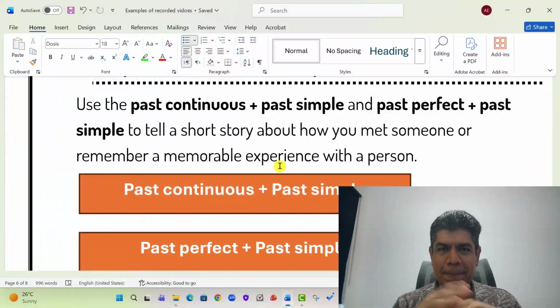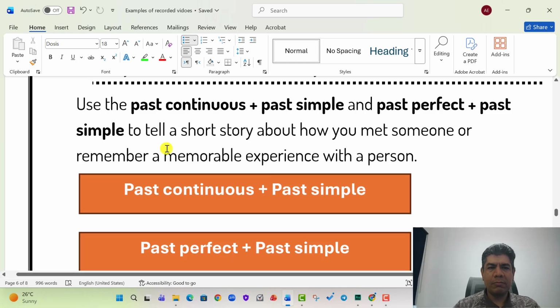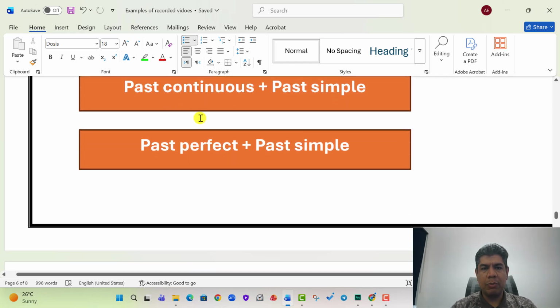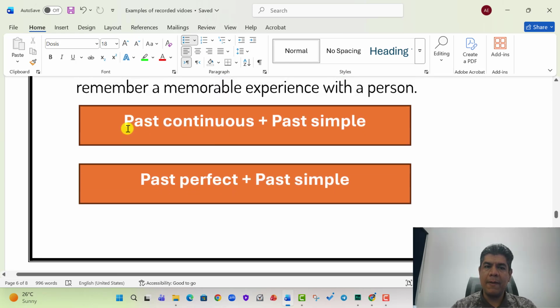But the question is, how should we use them properly? Let's take a look. Follow me, please. Use the past continuous and past simple, these two together, remember, and past perfect and past simple, these two together, to tell the story about how you met someone or remember a memorable experience with a person. So remember these two boxes, okay? Past continuous with past simple, and past perfect with past simple.